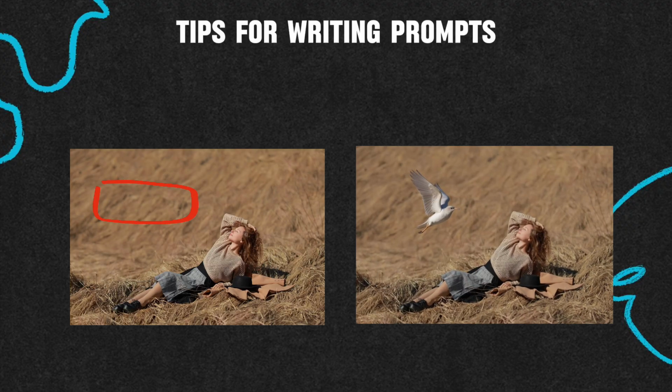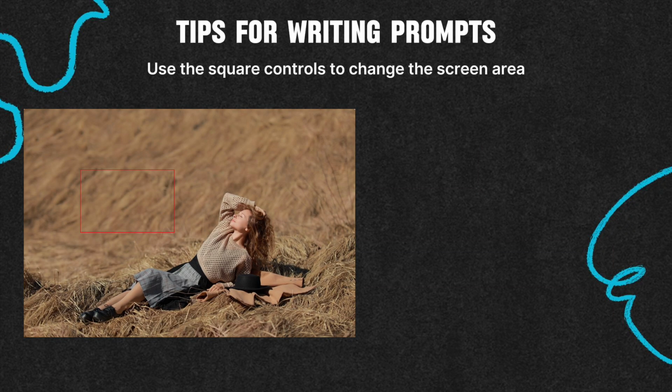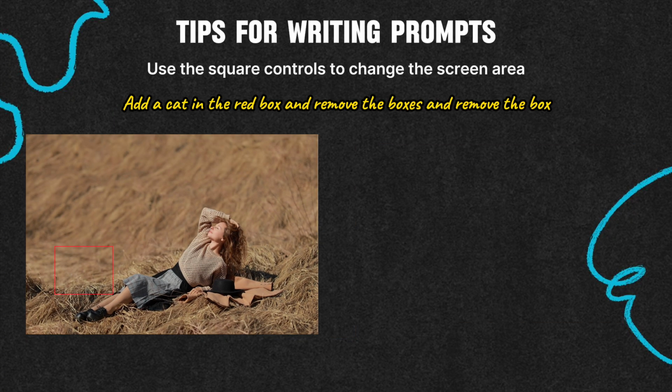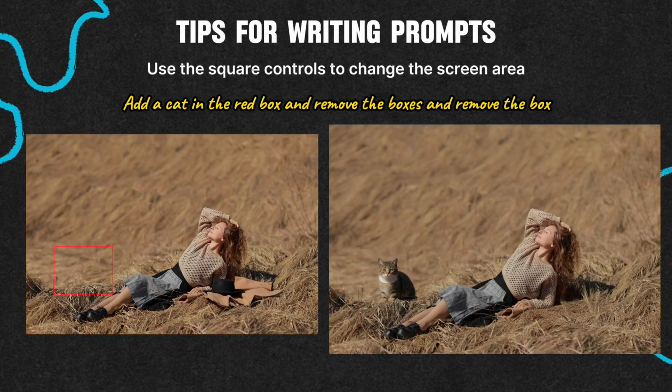Simple, just draw a box around the area you want to change. Kontext will auto-detect it. Your prompts could be, "add a cat in the red box and remove the boxes." Done, you'll get a seamless edited image.